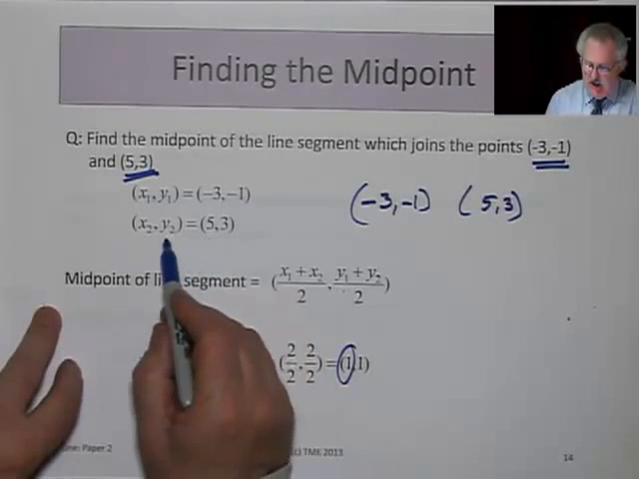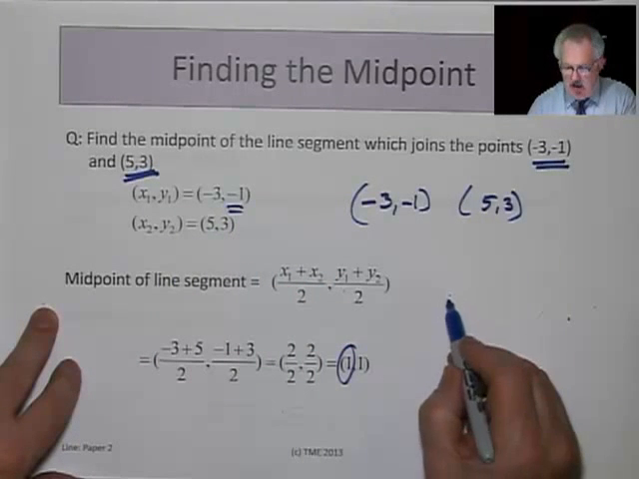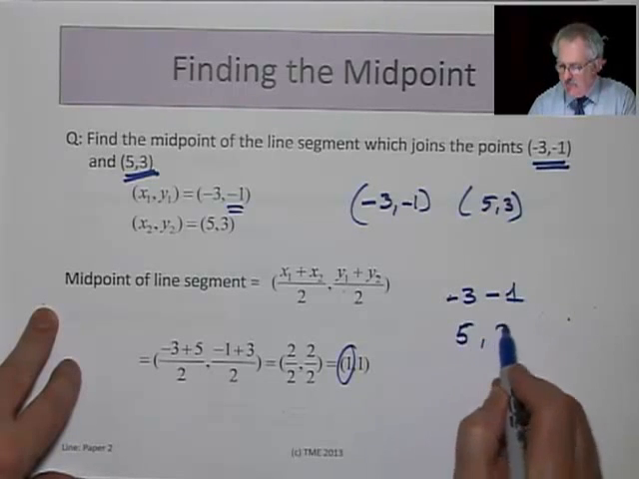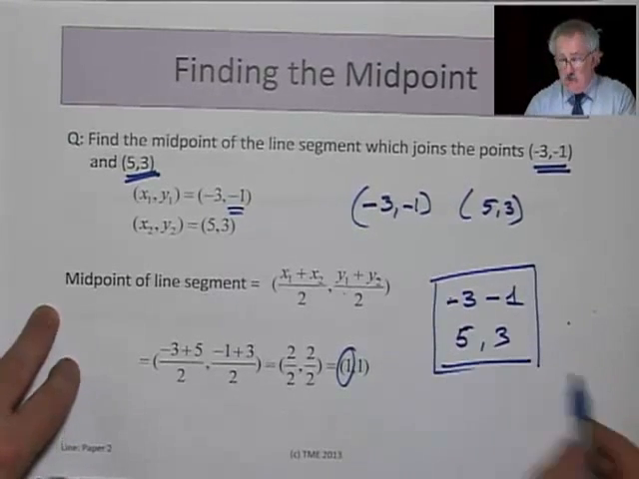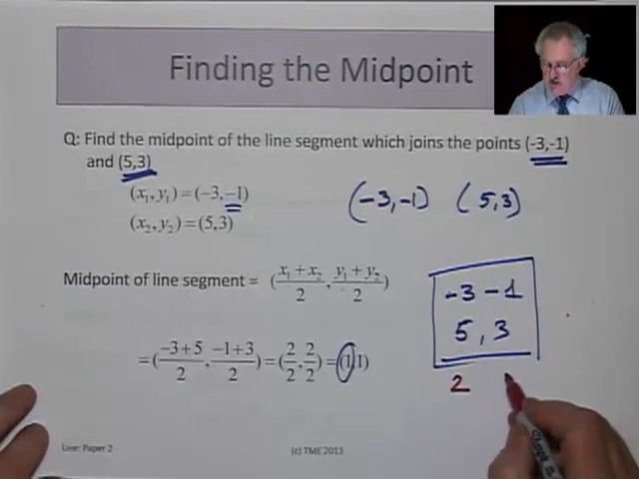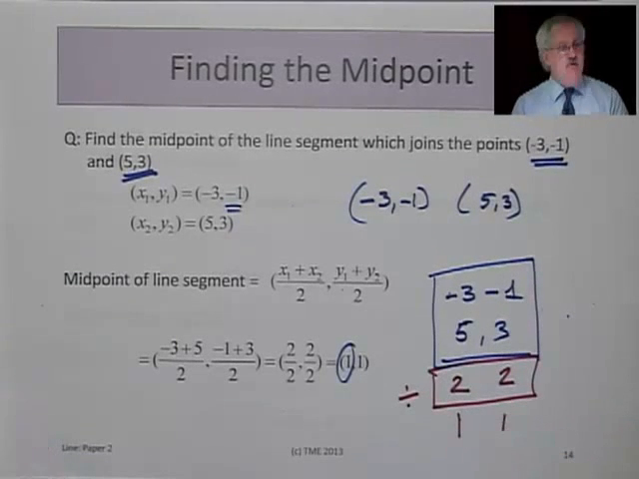The next one then is, how do we get the midpoint of minus 3, minus 1, and 5, 3. There's loads of ways of doing it. You could add them up if you wanted. 5 and minus 3 is 2. 3 and minus 1 is 2. And then divide by 2 because it's the average of those, 1, 1.